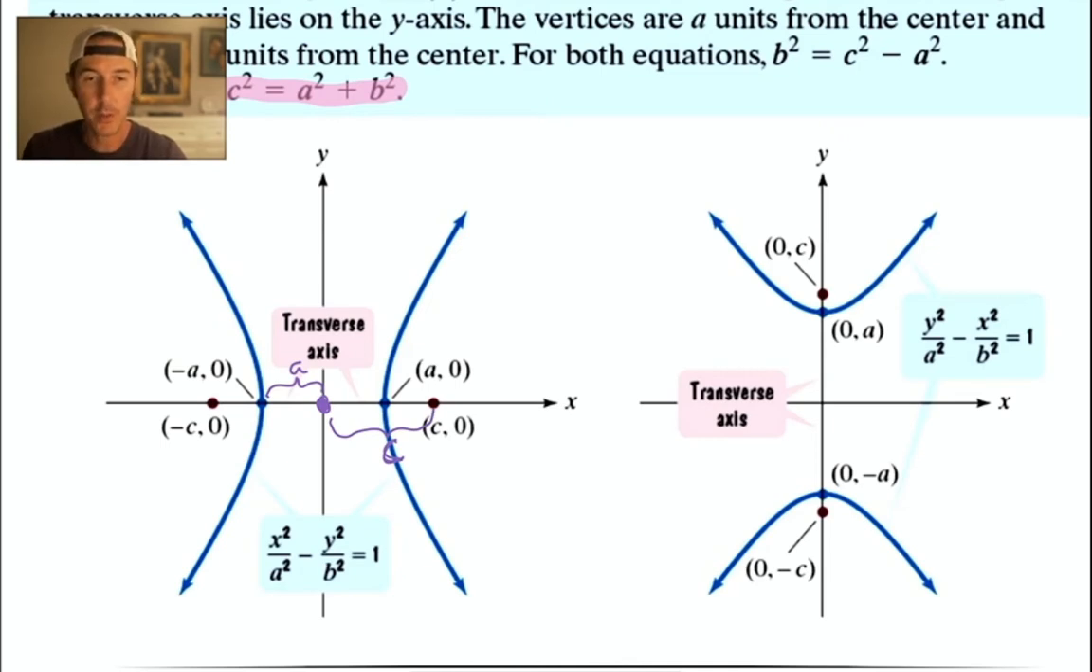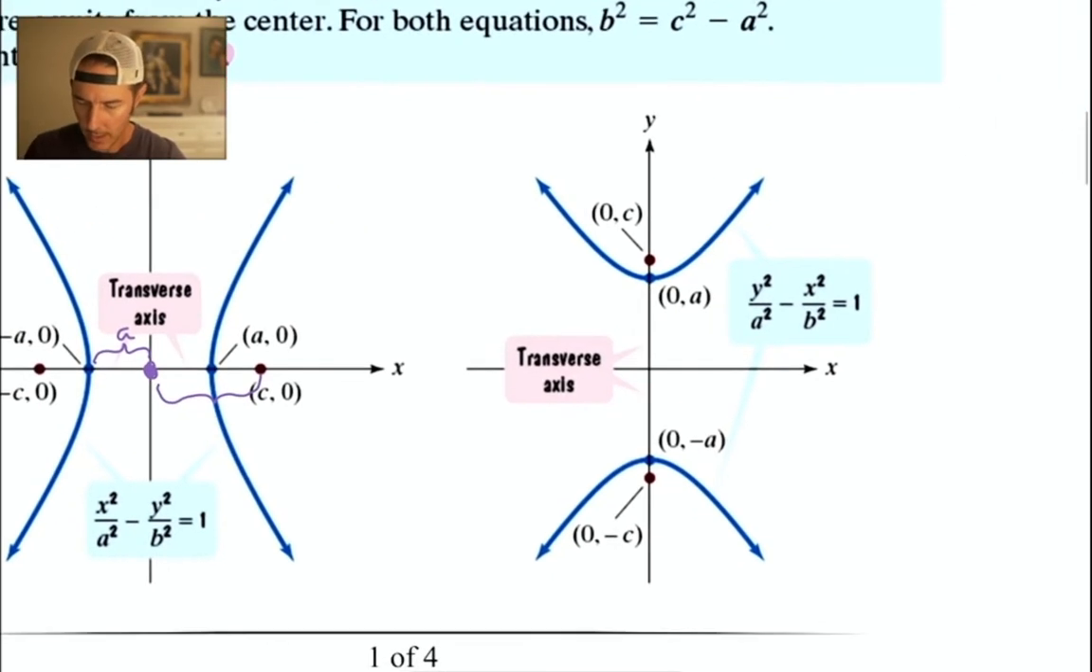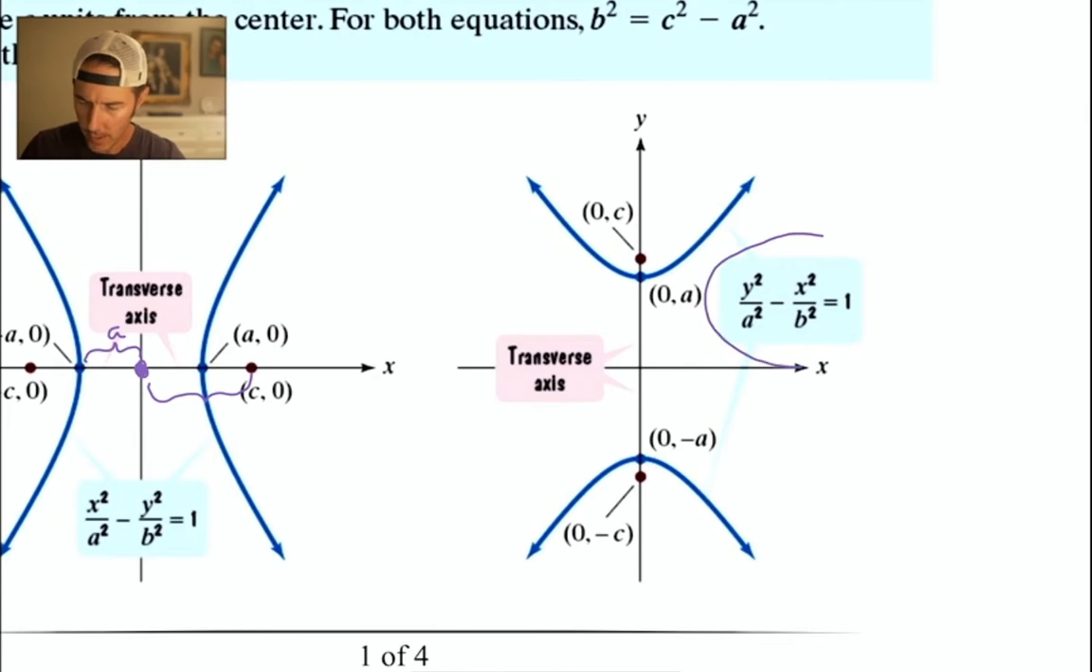Maybe we're only using the b value in order to calculate the distance from the center to the focus. That's not true, but at the moment, that's what it looks like. Okay, and then what about in this equation and this graph over here?